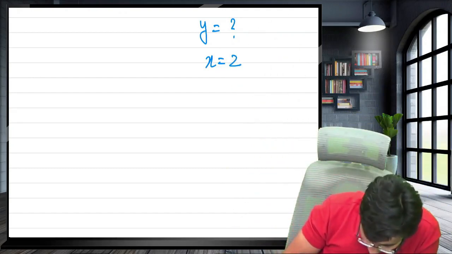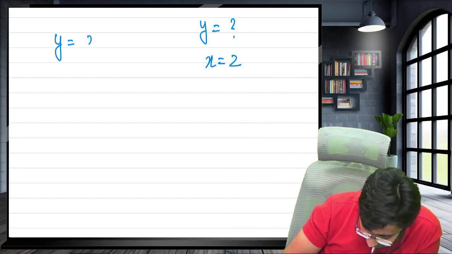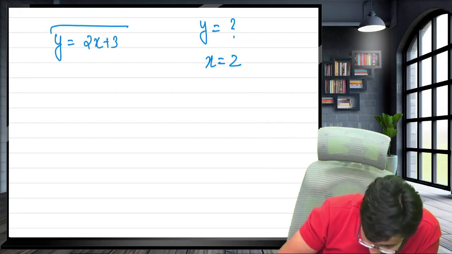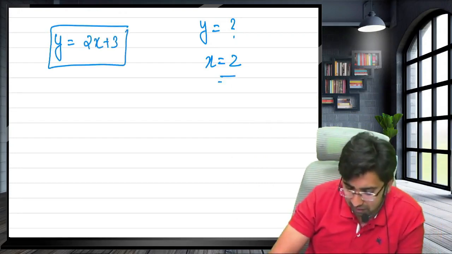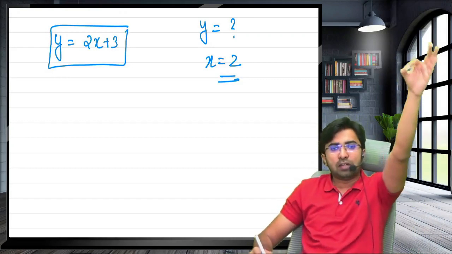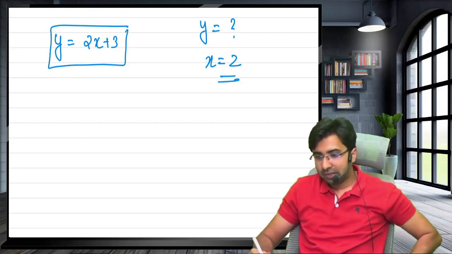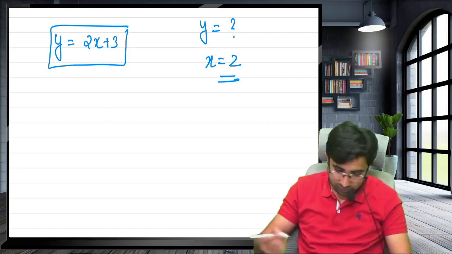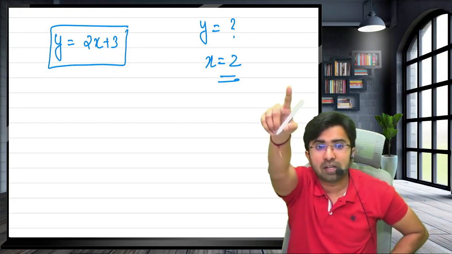So guys, if I give you the relation y is equal to 2x plus 3, can you tell me the value of y when x is 2? Sir, Maria is saying 7. Okay, how do you perform this? Everyone, how do you perform it?